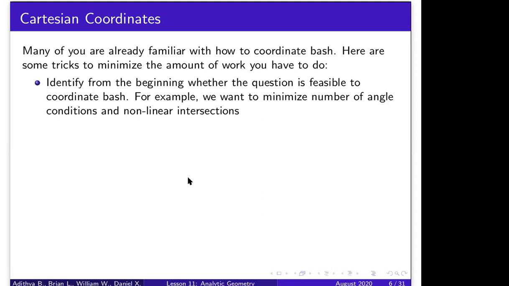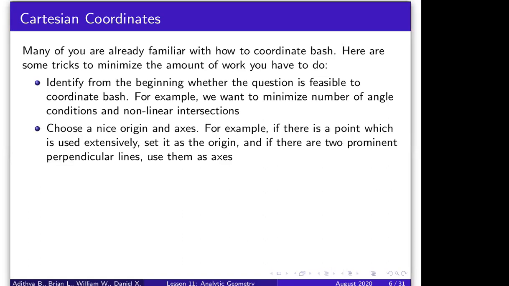So once you've determined that the question is coordinate bashable, the next thing you want to do is to look for a good origin and good axes. Not all coordinate bashes are the same. You first need to define the origin and the axes. So for the origin, you always want to define a point which is used extensively.